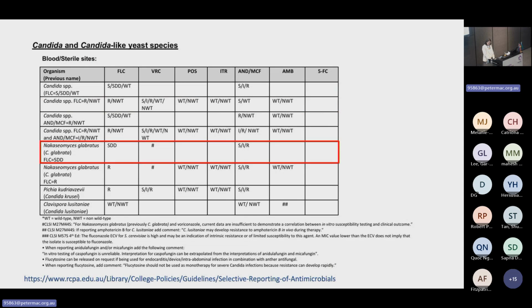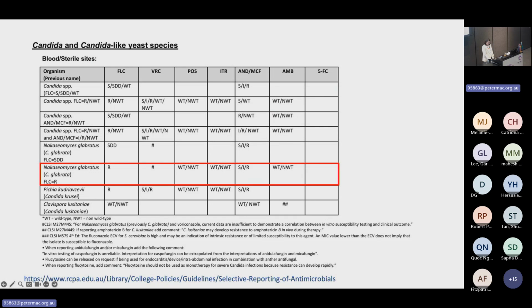But specifically considering Candida glabrata, or Nakaseomyces glabratus, so that's now known, if fluconazole is susceptible dose dependent, then we would report fluconazole and the echinocandins. But if it's resistant to fluconazole, then we would report fluconazole, posaconazole, itraconazole, the echinocandins, and amphotericin B. There is a footnote there to say that there's insufficient data to establish a correlation between voriconazole MIC and outcomes in Candida glabrata, and perhaps to avoid reporting the voriconazole MIC.